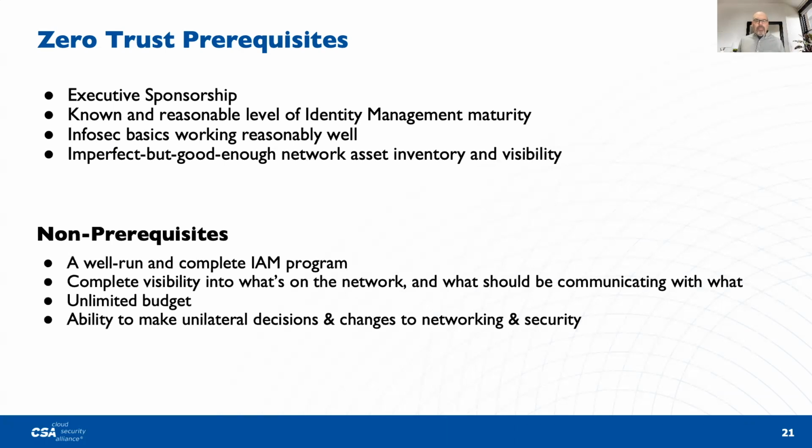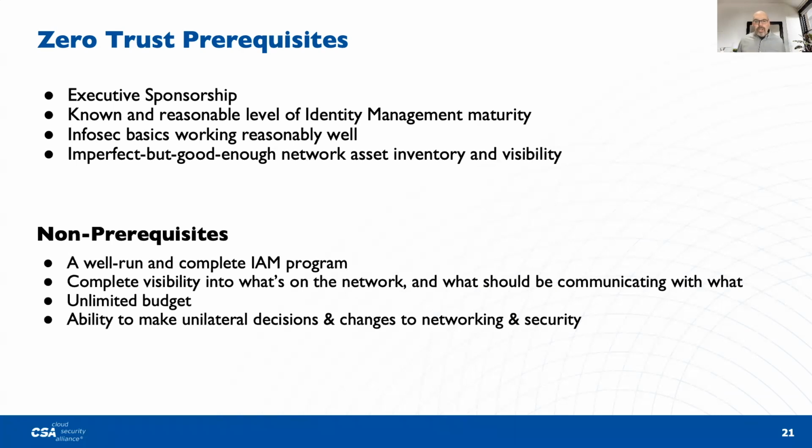You don't need to have a complete and high-performing and well-run identity management program. It'd be great if you do, but imperfect is okay. You don't have to have complete visibility into what's on your network and what should be communicating with what. Again, we're going to recommend starting small and building on that. You certainly don't have to have an unlimited budget, and you don't have to have the ability to make unilateral decisions or changes to your networking teams.